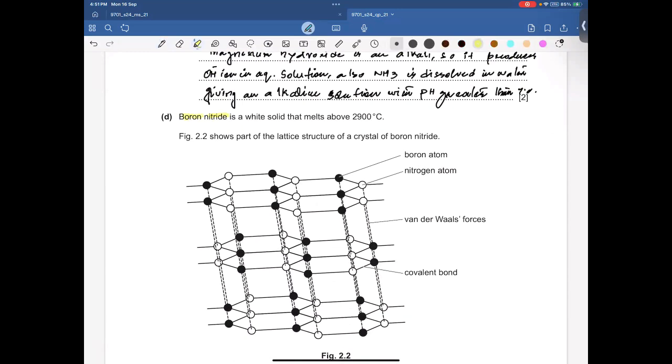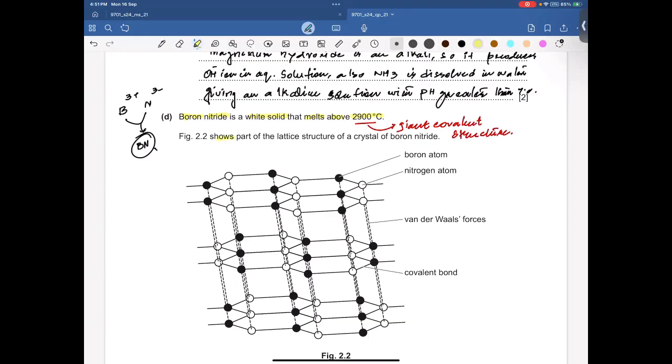Boron nitride. By the way, boron has 3 plus charge and nitride has 3 minus charge. According to ninth standard, if charges are the same, they will cancel out with each other. So the formula between these two ions becomes BN. So that's the formula of boron nitride, which is a white solid, and that melts over 2900 degrees Celsius. This temperature shows that it has a giant covalent structure.